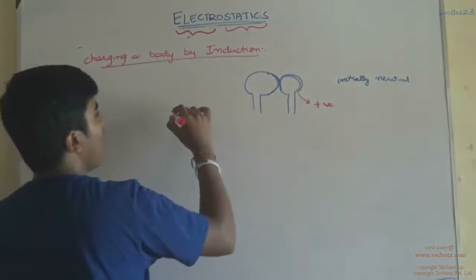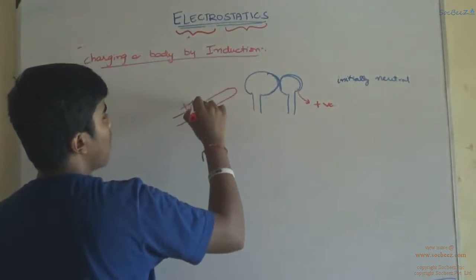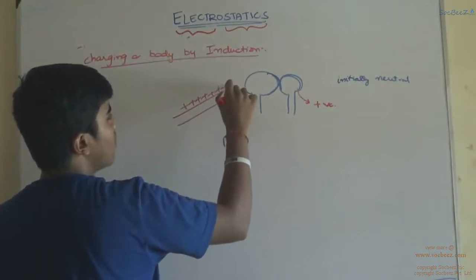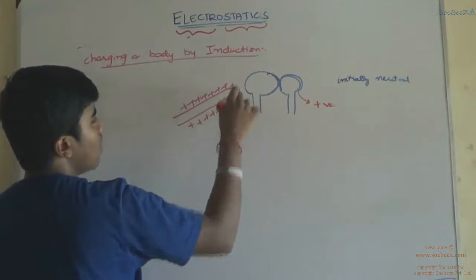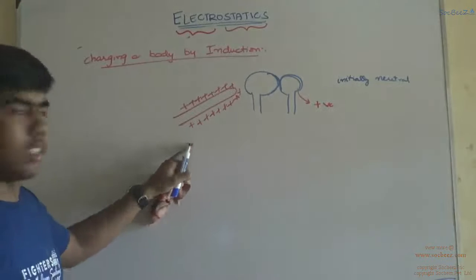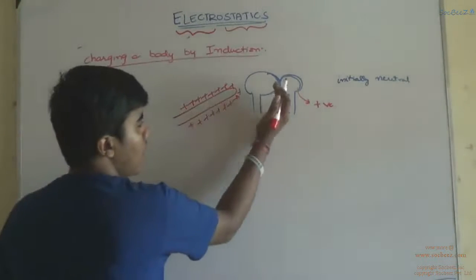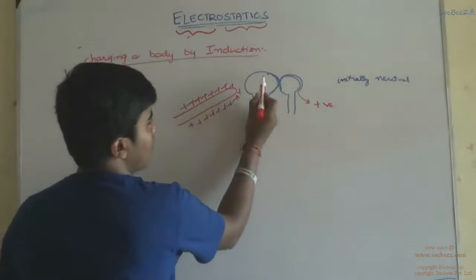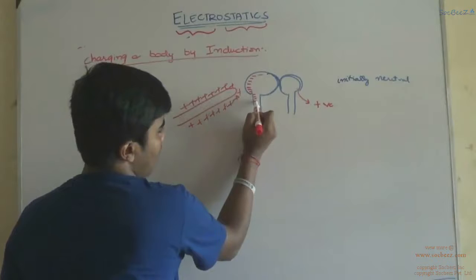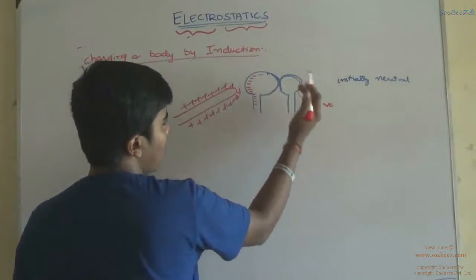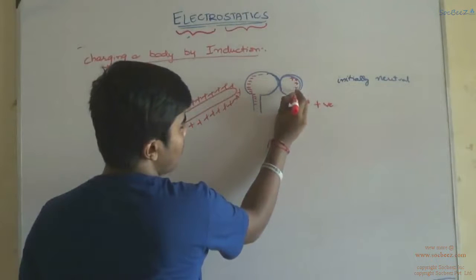I get another rod here of positive charge. Since it is positive charge nearby, it drags the negative charges here, and this surface would become excess in negative charge, and since the negative charge comes out here, this surface becomes positive in charge.